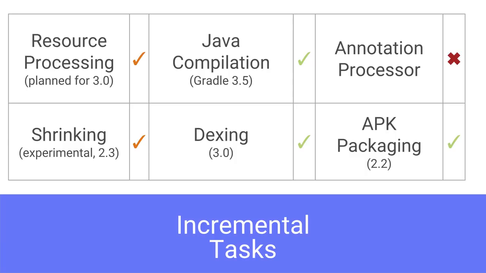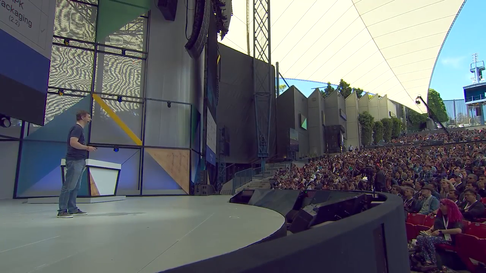So the Java compilation is actually part of Gradle itself, and as of Gradle 3.5, it's enabled by default, and it's stable incremental compilation. It doesn't yet support annotation processors, but it's something that we're working with the Gradle team to fix. Dexing in the plugin 3.0 is incremental on a per class basis and works with legacy multidex as well. So that will make a big difference. And then finally, APK packaging in 2.2, we released that as an incremental packager so that we don't have to recompress entries that didn't change from the previous build.